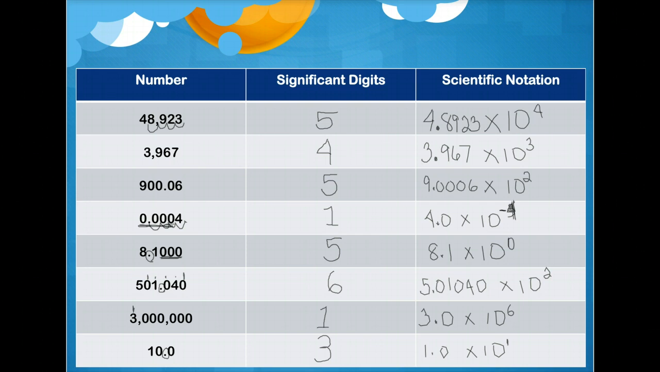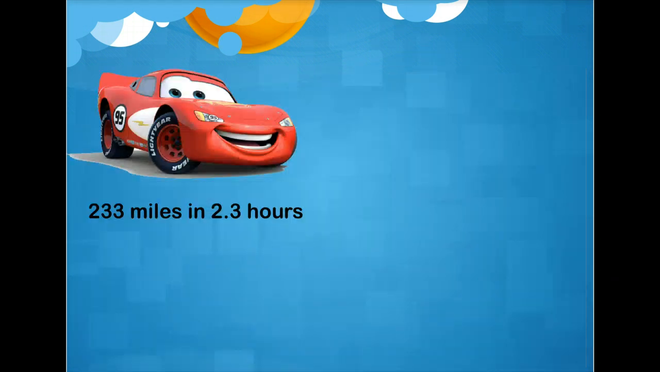Very good. Well, why are significant digits important? Let's look at this problem and you'll see why. All right, we have Lightning McQueen. He's going to travel 233 miles in 2.3 hours. So what we want to know here is what is his speed? To get that, we're going to take 233 miles and divide it by the time, which is 2.3 hours.